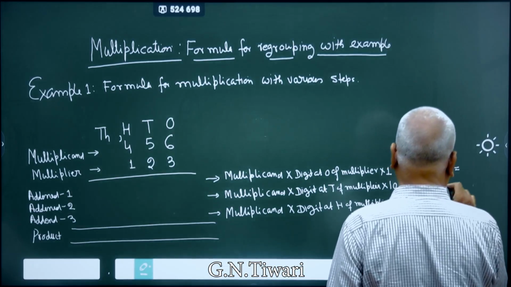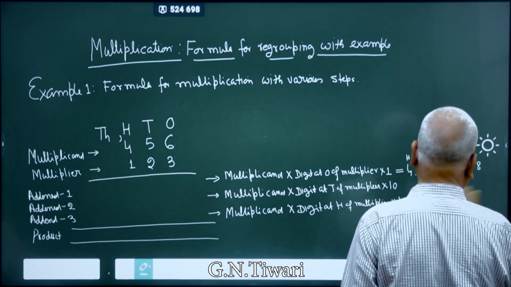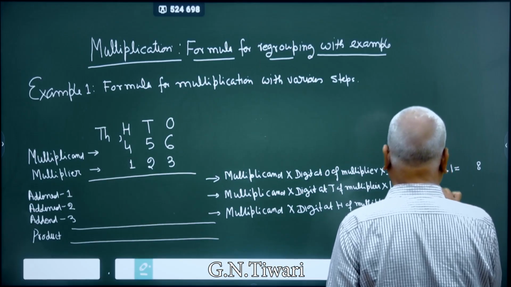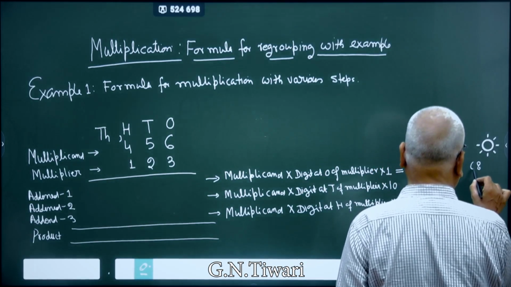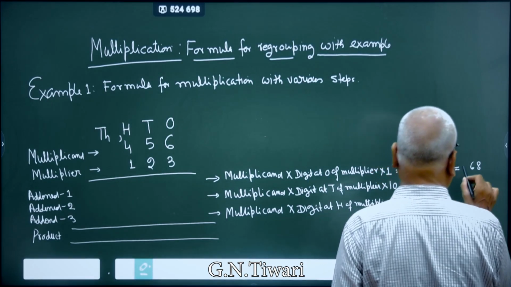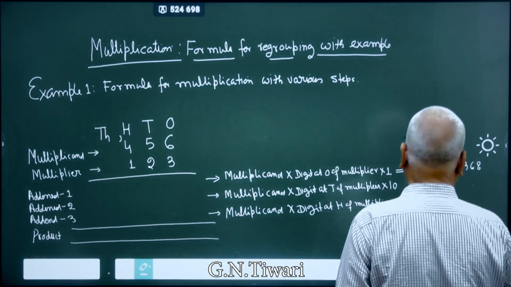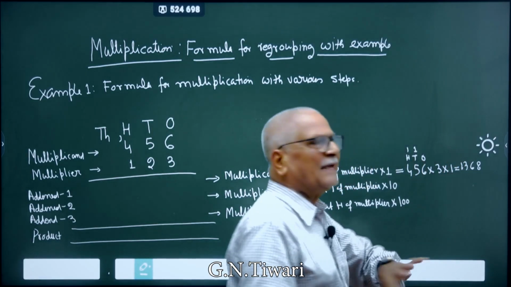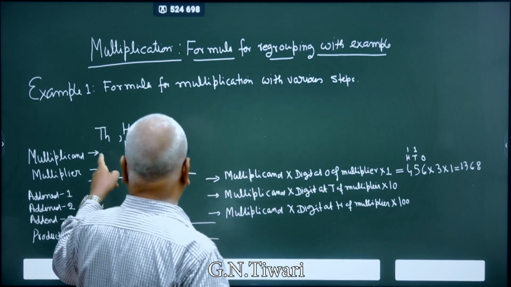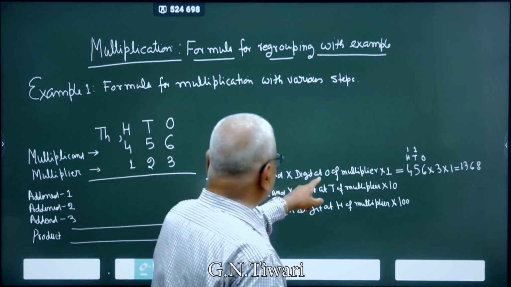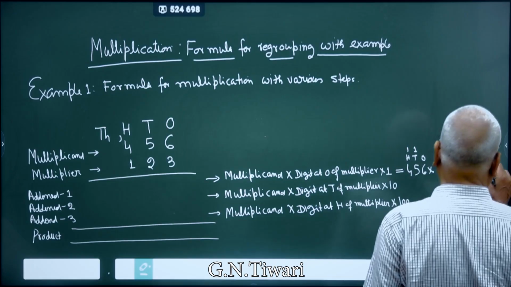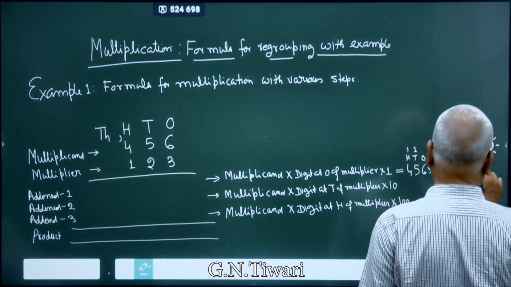O, T, H. Now see, 3 sixes are 18, and 1 will be carried over here. 3 fives are 15, 15 plus 1 is 16, so 6 will be here and 1 will be carried. Now see, 3 fours are 12, 12 plus 1 is 13. And if we multiply by 1, this will be the same thing. So we don't have to worry about that. So if you multiply the multiplicand by the digit at O of the multiplier into 1, the result is this. So O, T, H and TH.